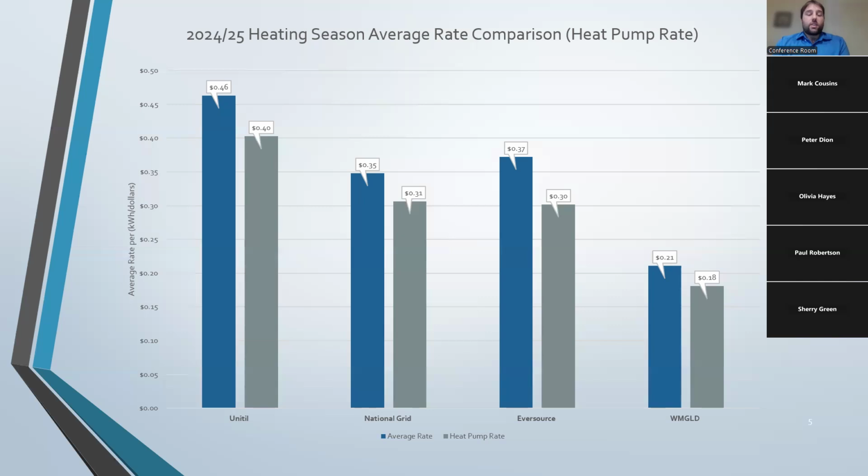So this is kind of an interesting slide. The DPU has actually mandated the larger utilities to implement similar type rates, a seasonal heat pump rate. And this just demonstrates where the all-in kilowatt hour prices are in comparison. You'll see very similar percentage-wise as far as the discount, but as you'll see, we're obviously a lot lower.